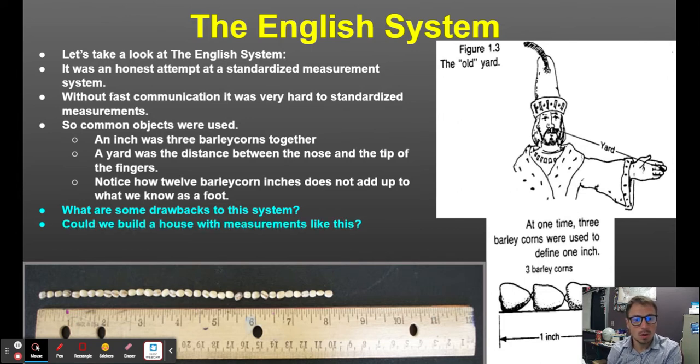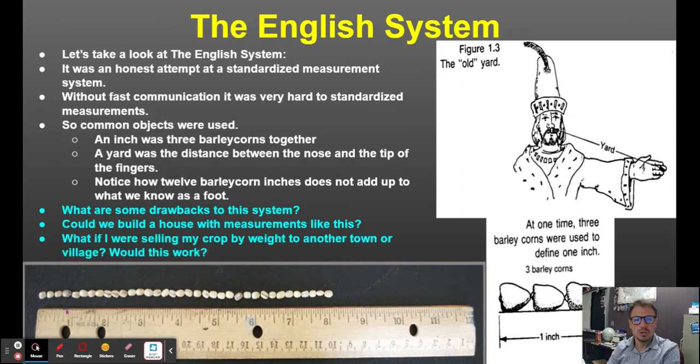But on a local level, this would work, right? If you were trying to build a house with your friends or your family, you could do this because you would just pick one person and say, all right, this is the yard that we are going to use. This is the inch that we are going to use. You could build a house. But it started to break down once you started going to different towns.